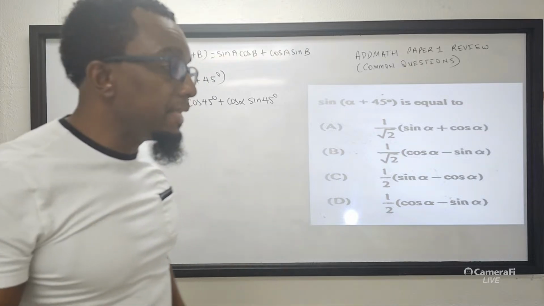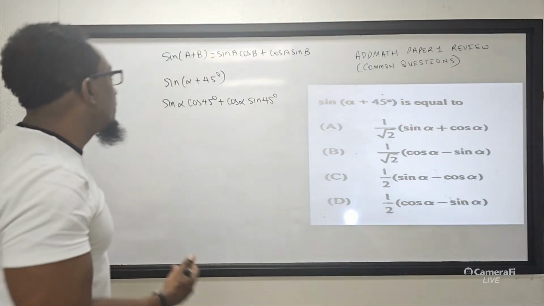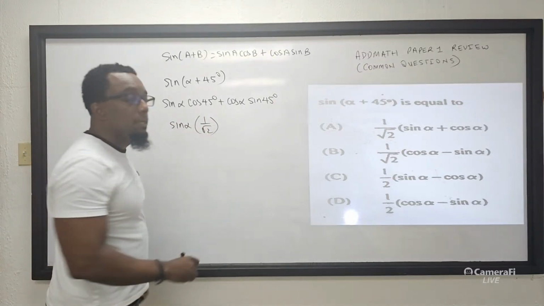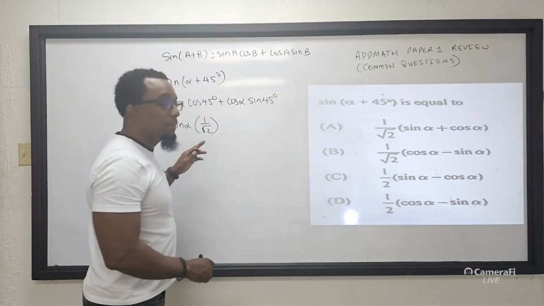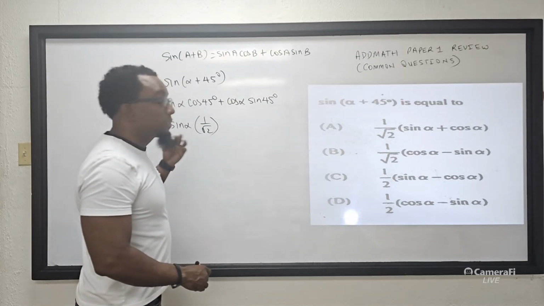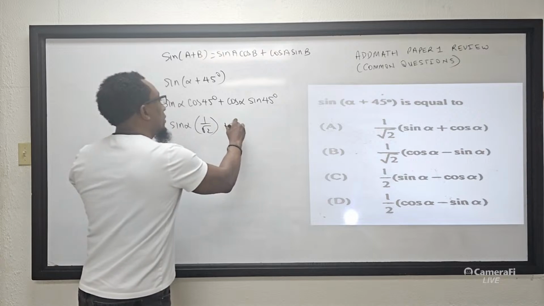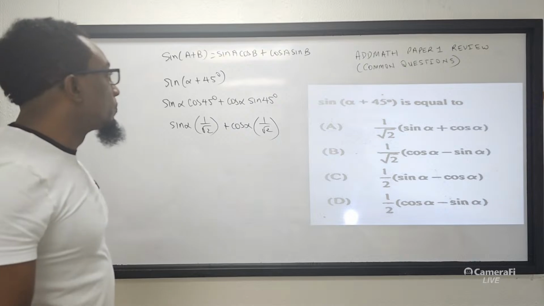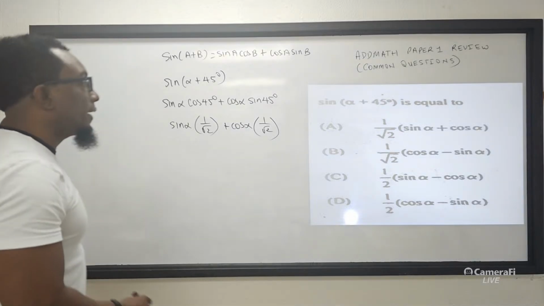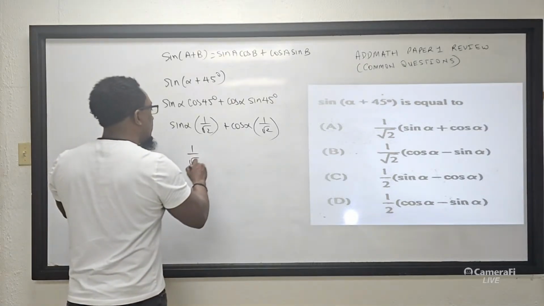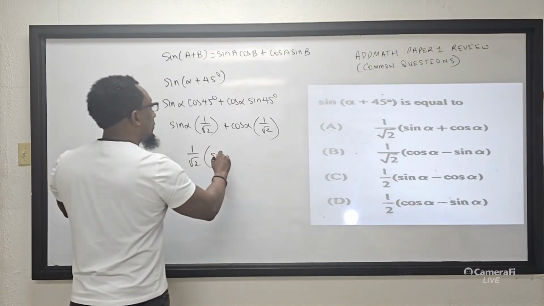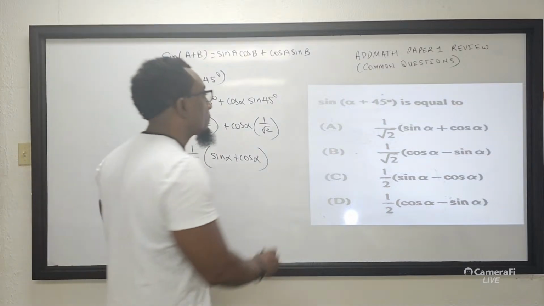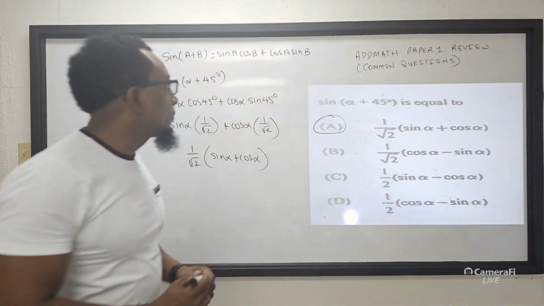And 45 degrees is a special angle. Cos of 45 degrees is 1 over the square root of 2, so sine alpha times 1 over the square root of 2, plus cos alpha sine 45, which is the same, 1 over the square root of 2. So what we're going to do here is factorize. I have 1 over the square root of 2 common to both, which will leave me with sine alpha plus cos alpha, whose answer is E. Okay?